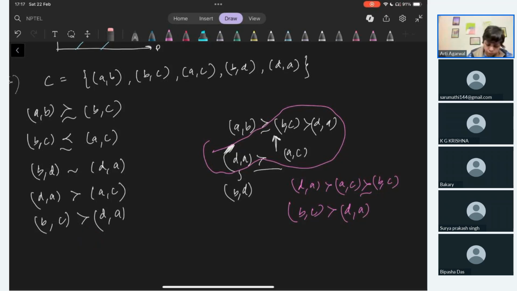This part says that BC is preferred to DA, whereas if we combine the first 3-4 steps, we get this relation that DA is preferred to BC, DA is preferred to AC, and AC is preferred to BC, which means DA is strictly preferred to BC. So both cannot be true at the same time. DA cannot be strictly preferred to BC, and BC is also strictly preferred to DA. So transitivity is definitely violated.